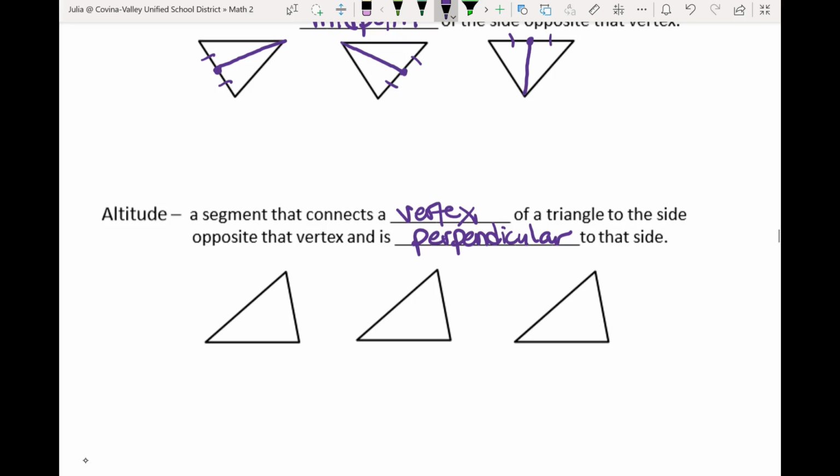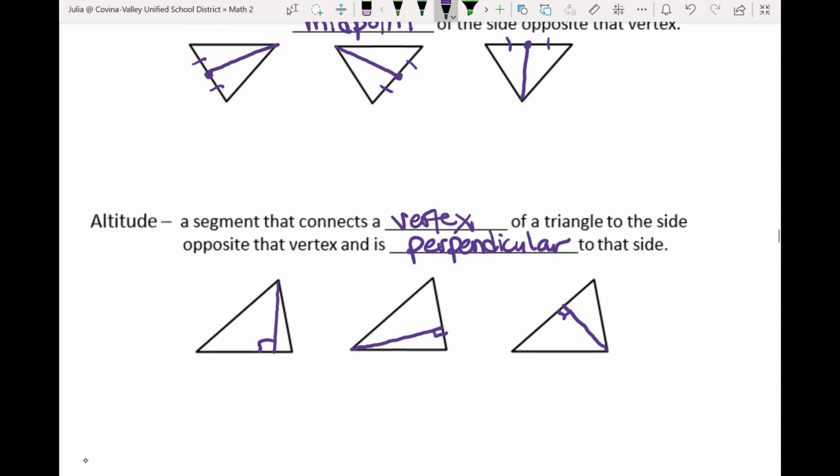All right, so here's your vertex. You don't draw it to the middle, you draw it straight to the other side to form a right angle. Here's a vertex. You draw it straight from that corner and you draw it to the other side, forming a right angle. It doesn't have to cut anything in half. And then we've got this one. Here's a vertex, draw to the other side, forming a right angle. Okay, so which is the only one that does not have to go through one of the vertices?